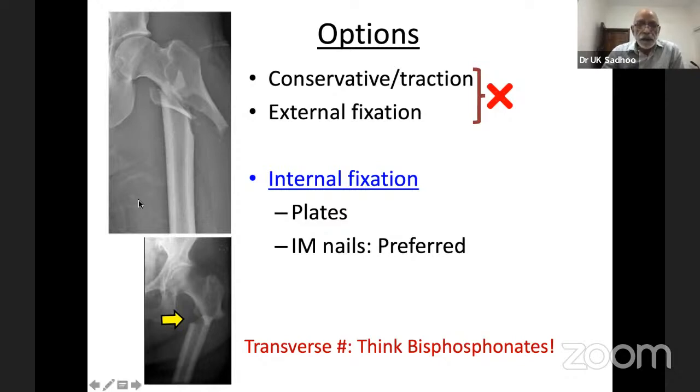There's a typical sort of fracture pattern, a transverse fracture below the lesser trochanter. If you see a clean transverse fracture, you have to think of bisphosphonates. This is a very atypical form of fracture with the long-term bisphosphonates.